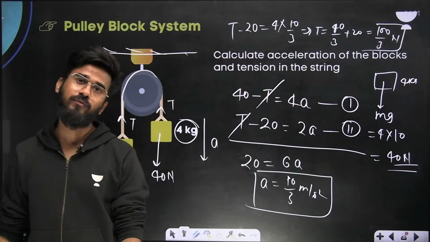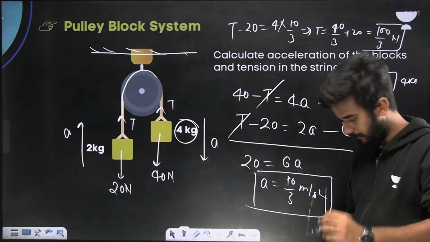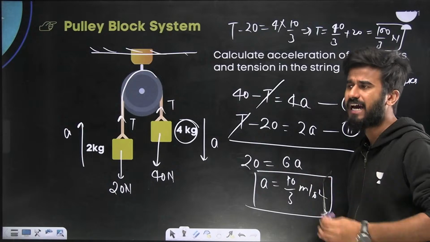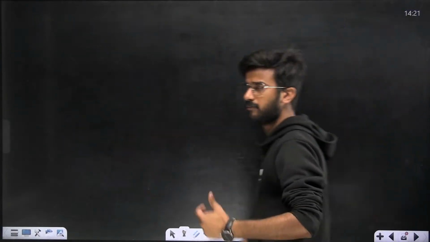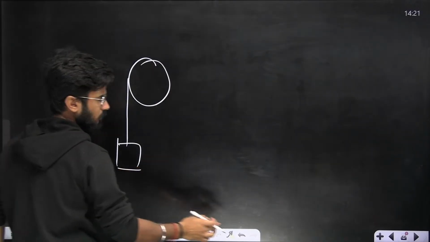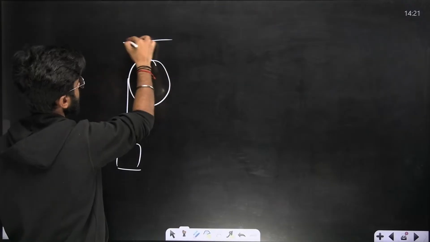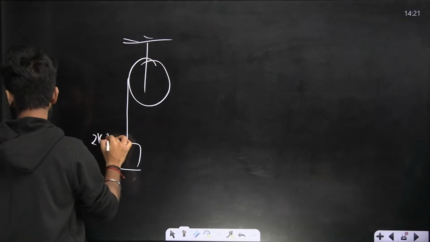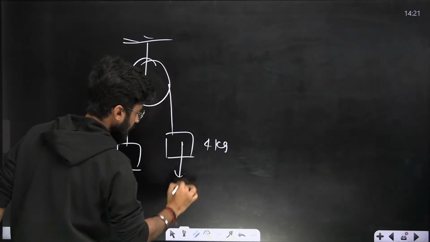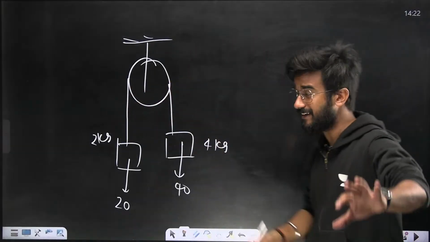But there is a catch. Now we'll solve these problems in seconds without touching the pen. Let me tell you one thing, this kind of problem, any kind of problem, can be solved with very ease. This was 4 kg, this was 2 kg, right? And the pulley is fixed. This is 2 kg and this is 4 kg. This was 40, this is 20, correct? Now look at this.